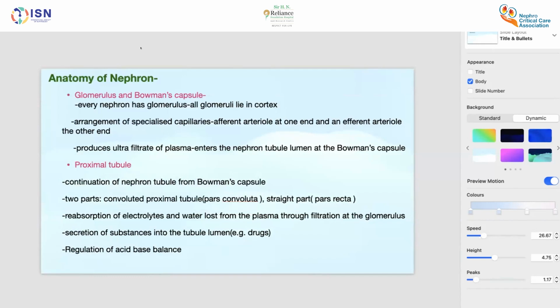It carries out reabsorption of electrolytes and water lost from the plasma through filtration at the glomerulus. It also secretes some substances into the tubule lumen, like drugs. It is responsible for regulation of acid-base balance.